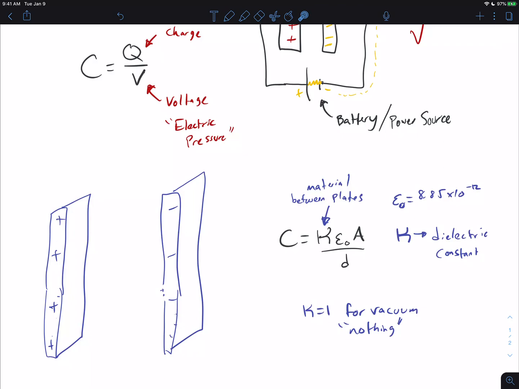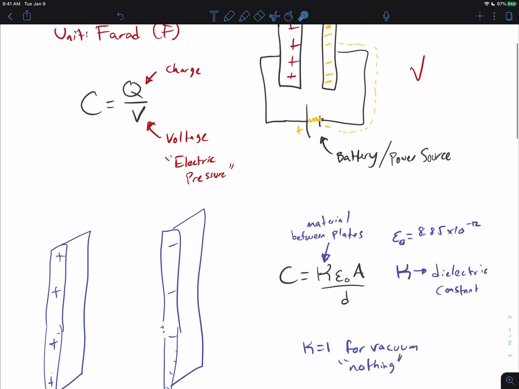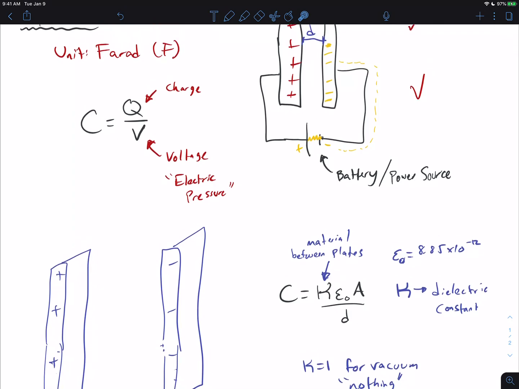Okay, so this will wrap up us looking at two of the main formulas we're going to be using for capacitance in this module.